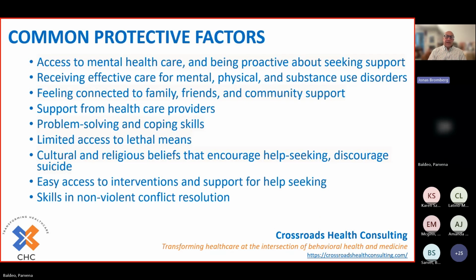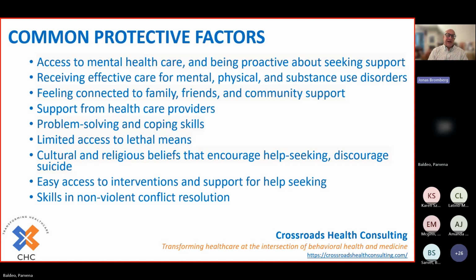On the other side are the protective factors, those things that help build resilience and help dissuade youth who are contemplating suicide from following through with that. These largely mirror the same domains of social support and connectedness and relationships with trusted adults and others who can be helpful.